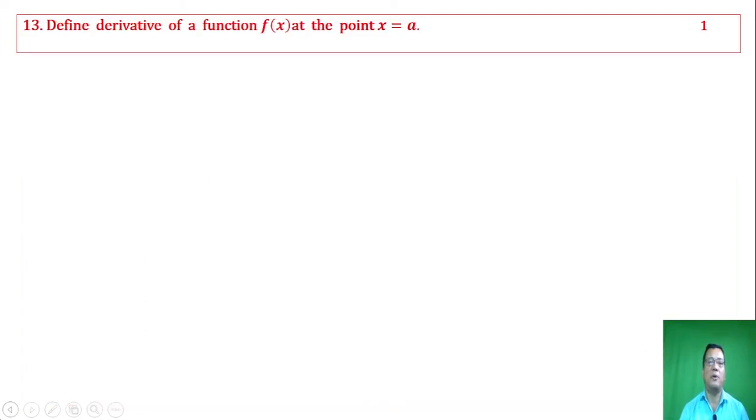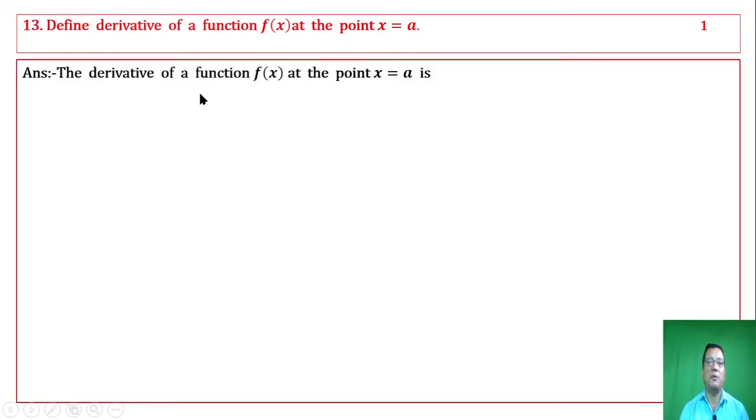Define derivative of a function f at the point A. The derivative of a function f at the point A is the value of limit of f of a plus h minus f of a, by h, as h tends to 0, if it exists finitely.